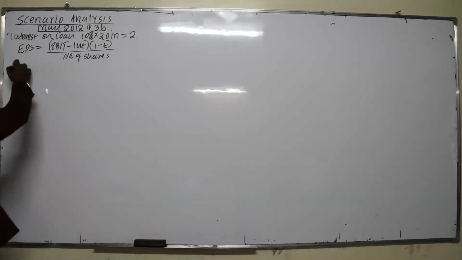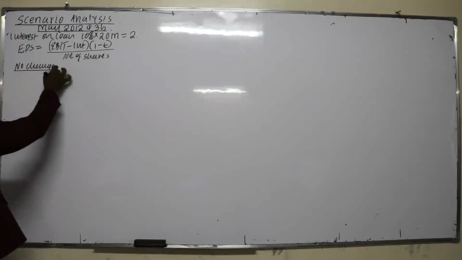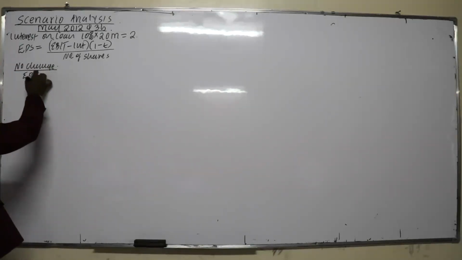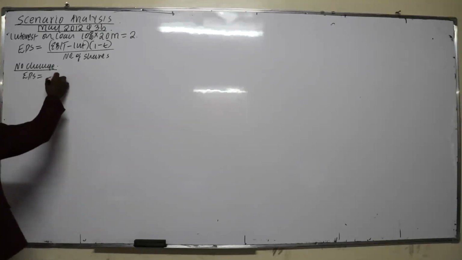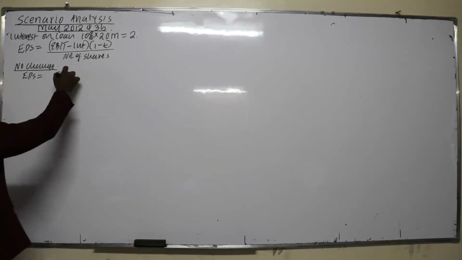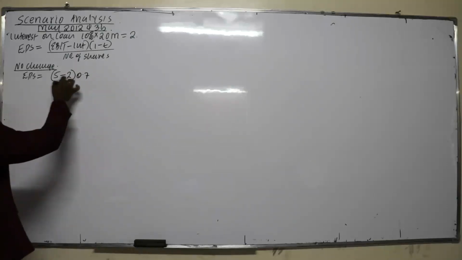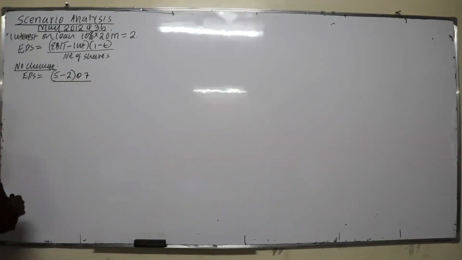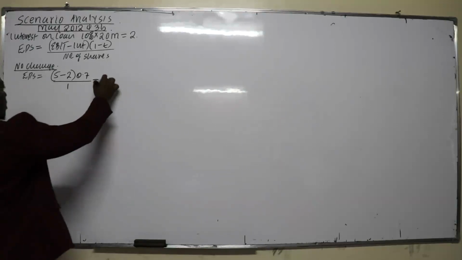So now let's start when there is no change. We need to get earnings per share. How much is the expected EBIT? It's 5 million. You minus the interest, which is 2, times 1 minus T, which is 0.7. How many shares does the company have? 1 million. So 3 times 0.7, you get 2.1.